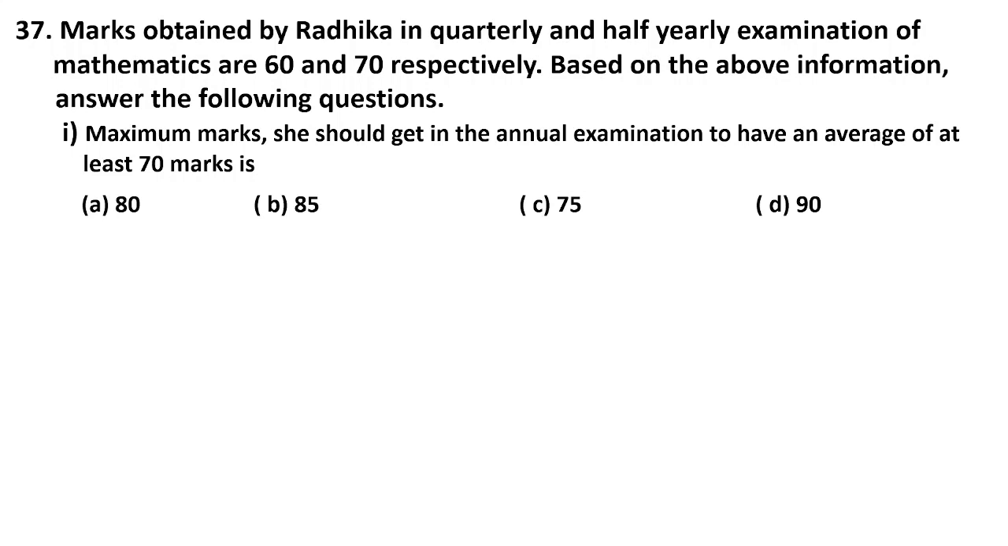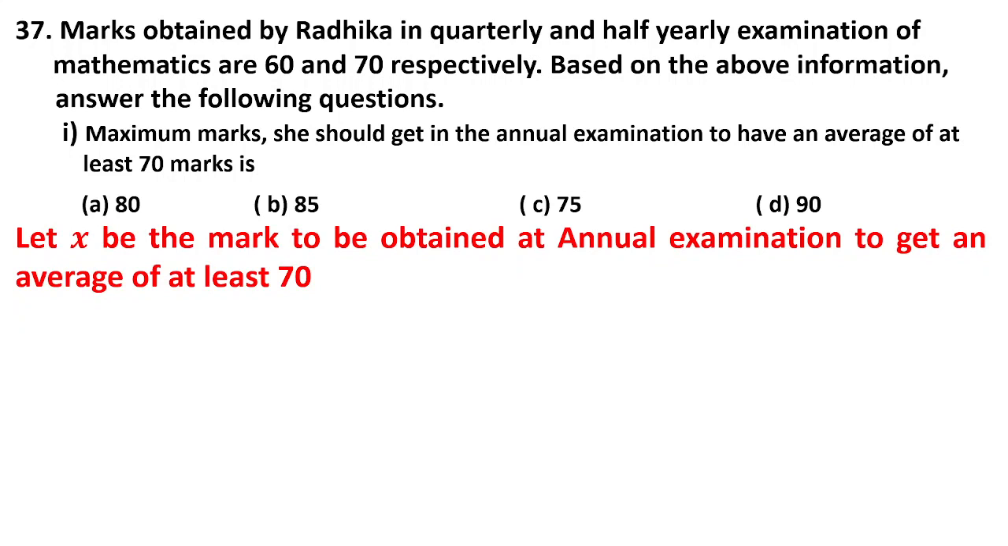Marks obtained by a girl are 60 and 70. Based on the above information, we have to find the minimum mark so that the average is 70. Let x be the number so that she will get an average of 70. Therefore, (60 + 70 + x)/3, where 60 and 70 are the marks obtained in the first two tests, is greater than or equal to 70.